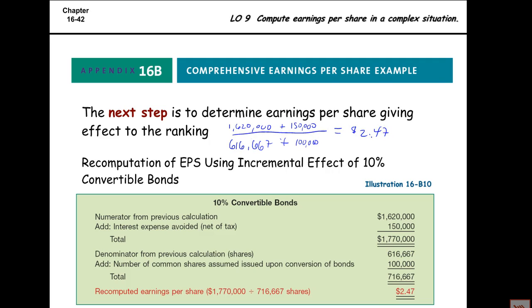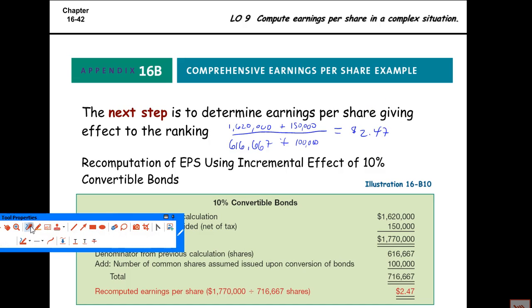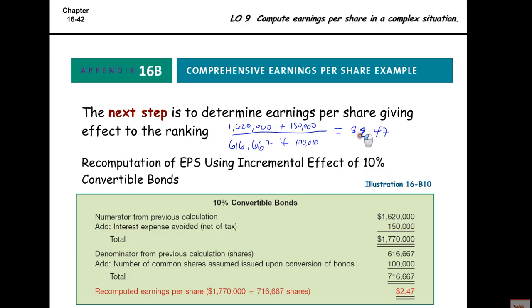Now we're down to 2.47. We don't have to go on because 2.47 is less than 2.50. This is the smallest number we're going to get. So if I compare 2.47 to the per share effect of the convertible preferred, this is smaller, so we stop. And this is diluted EPS.